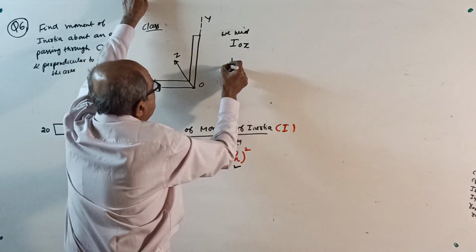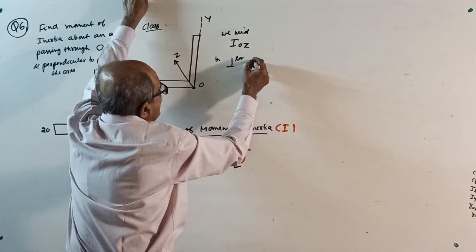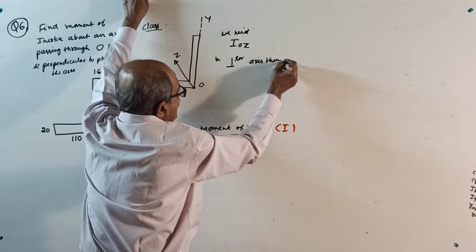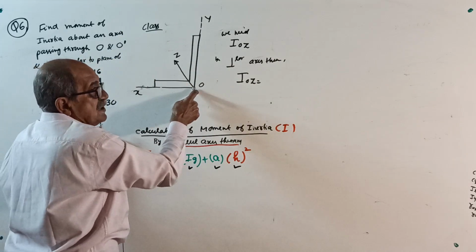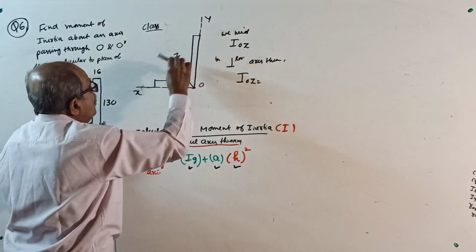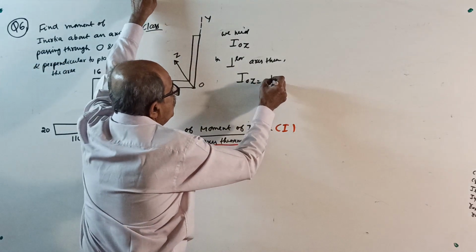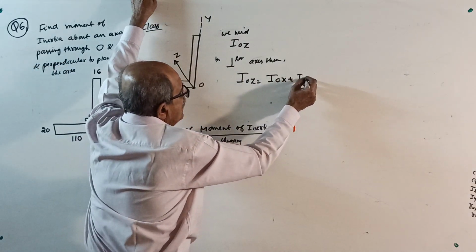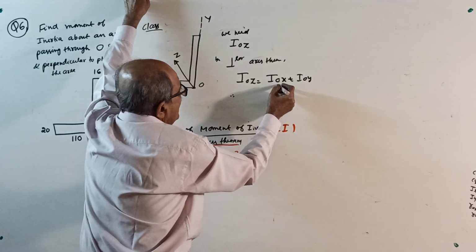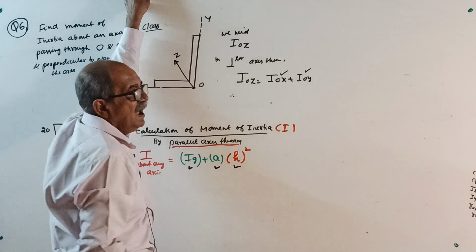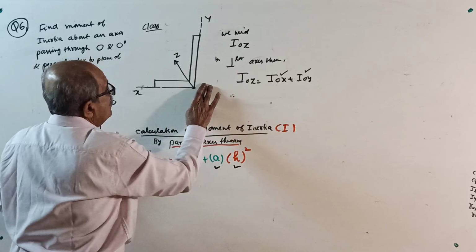Then write, by the perpendicular axis theorem, I about OZ is equal to the sum of moments of inertia about two mutually perpendicular axes lying in the plane passing through O, equal to IOX plus IOY. So if you want I about OZ, find IOX, find IOY and add those two, you get the answer. Okay, now this is over.